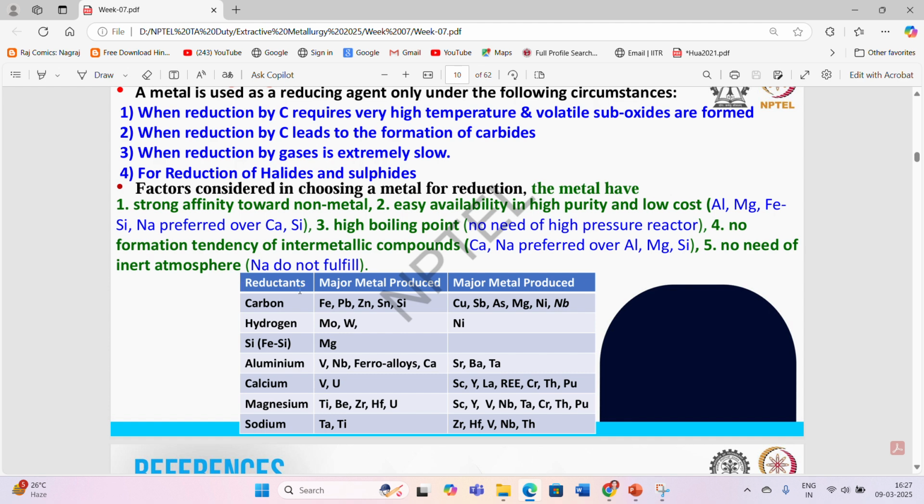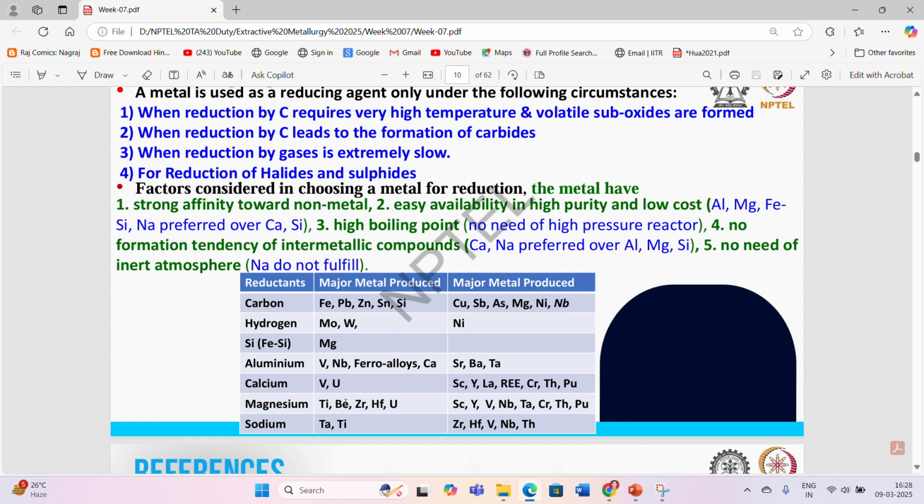So there is a table. When we go for the carbothermal reduction process, the major metals produced are iron, lead, zinc, tin, and silicon. Then the hydrogen reduction process is generally used for the metal production of molybdenum and tungsten. Then silicon as a reductant is used during the metal production of magnesium. Then aluminum is used for vanadium, niobium, and ferroalloy production.